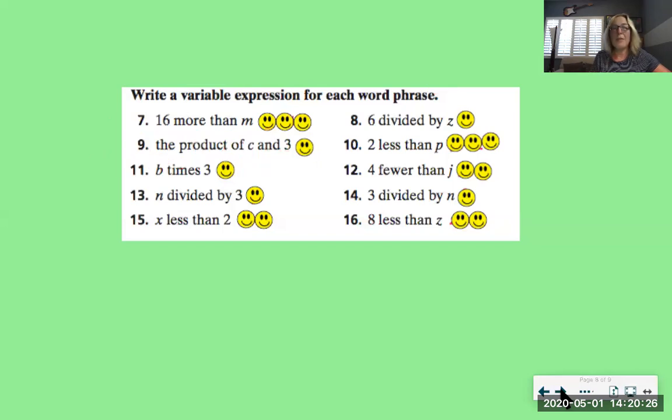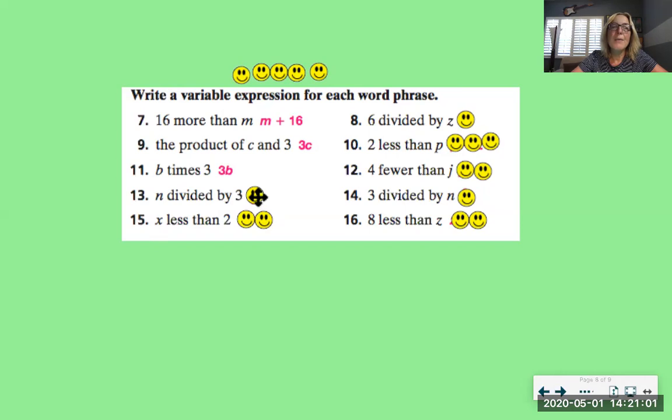Okay, so let's try a couple of these. 6 more than m would be m plus 6, or 6 plus m. The product of c and 3, the product means multiplication. C and 3, we always put the numeric value before the variable. Because if you think about it, you have to know what c is to know what 3 c's are, right? B times 3, again, 3 goes first, that's the coefficient, and then times the variable.